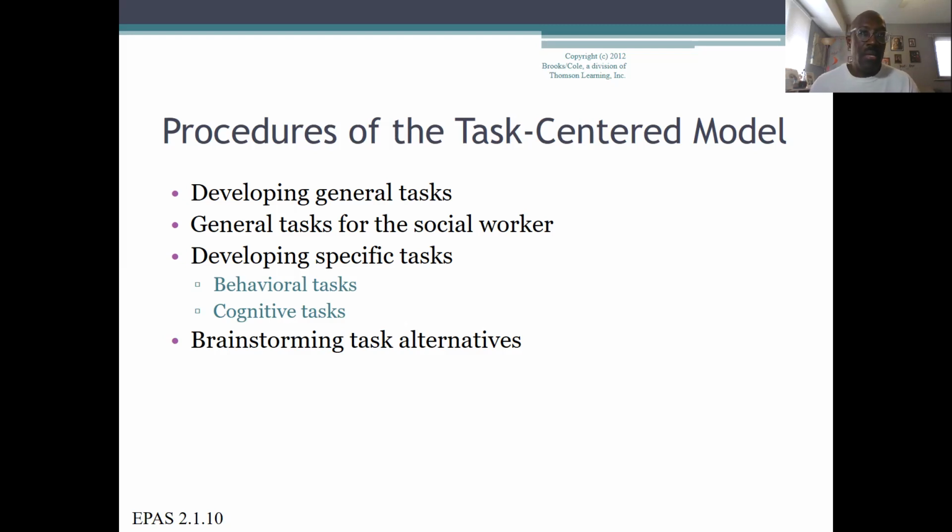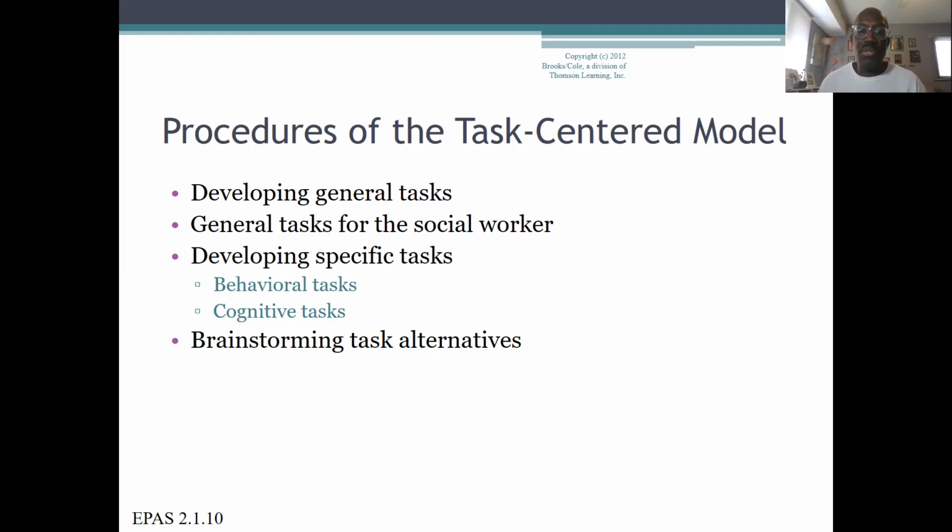So if I'm thinking about modifying some behavior that a client might be having, then there might be certain steps that I might want them to actually take or certain things to do to start to look at changing that particular behavior. When I'm thinking about cognitive tasks, I'm thinking about things that are associated with thought and cognition. So I'm looking at, are my clients thinking about things in ways that are problematic? And is there a way to then intervene with some different tasks that we can have them do that might actually minimize some of that type of behavior? And then brainstorming some alternative tasks.